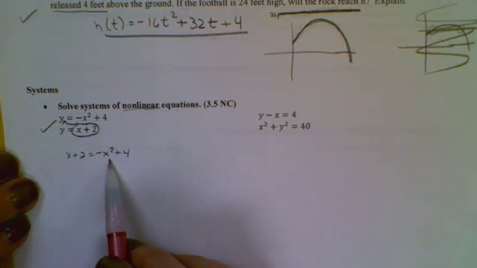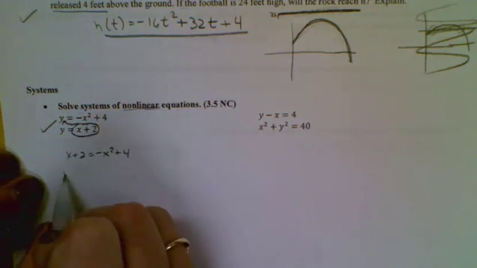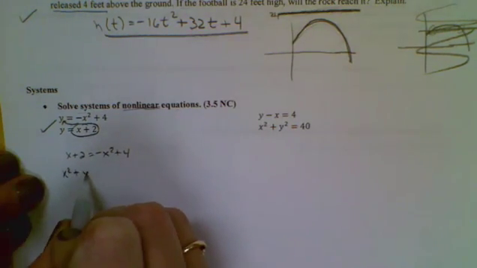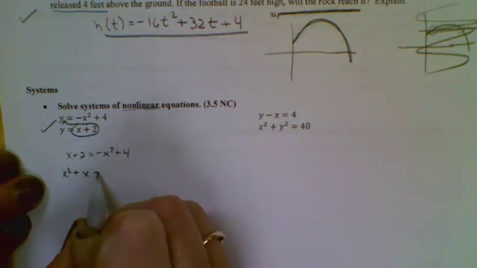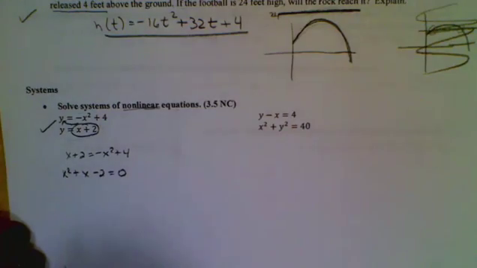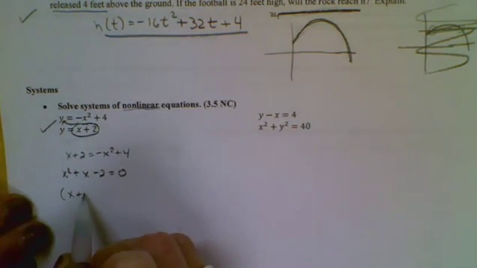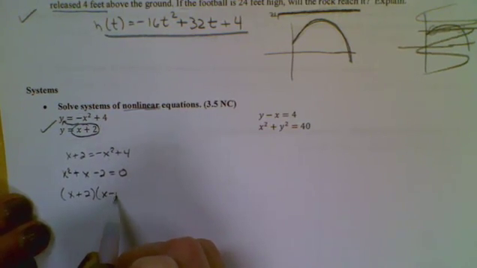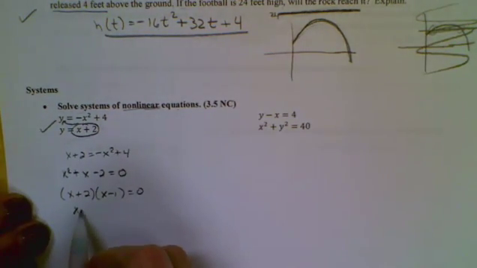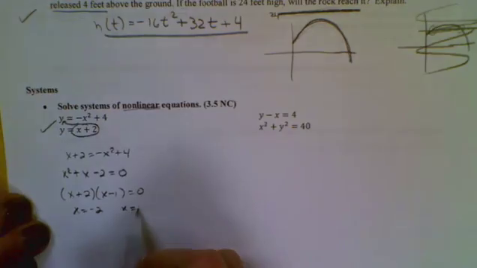That's a quadratic, so you could add x squared to both sides, and you could subtract 4. So I think you come up with that equation. When you add x squared and subtract 4, this factors into x plus 2, x minus 1, so you get an x value of negative 2 and an x value of 1.